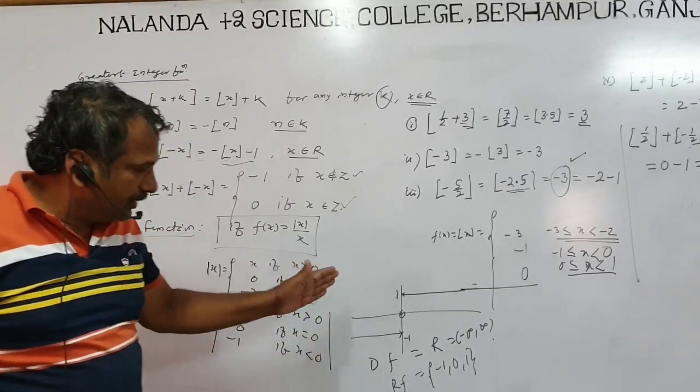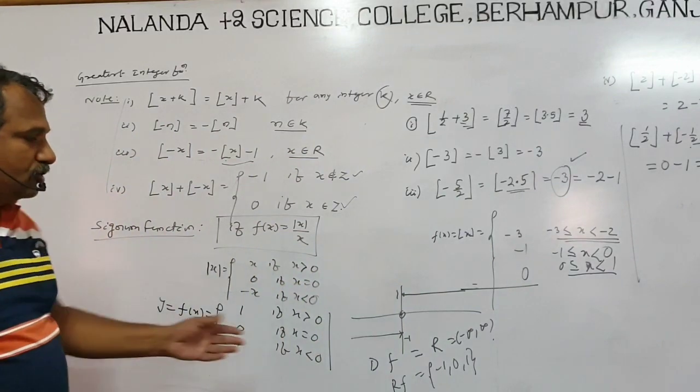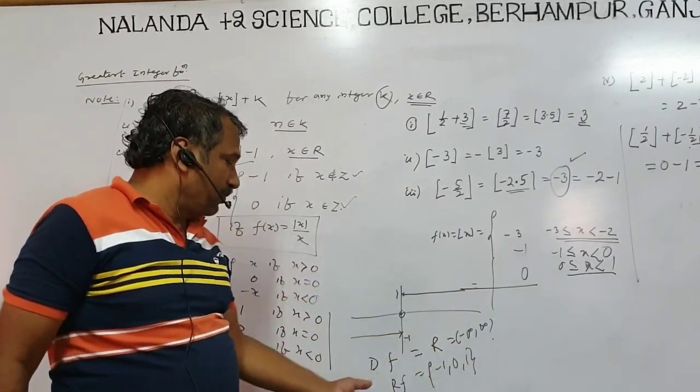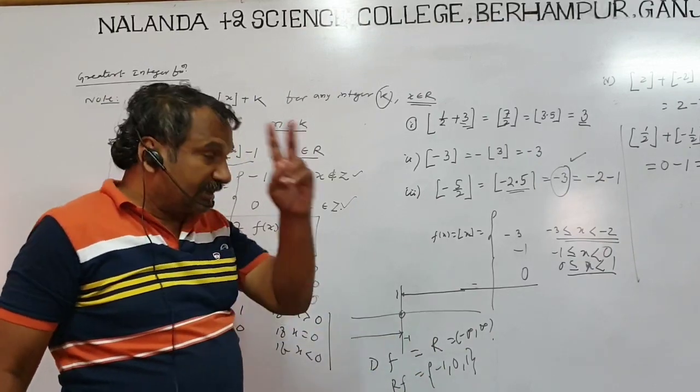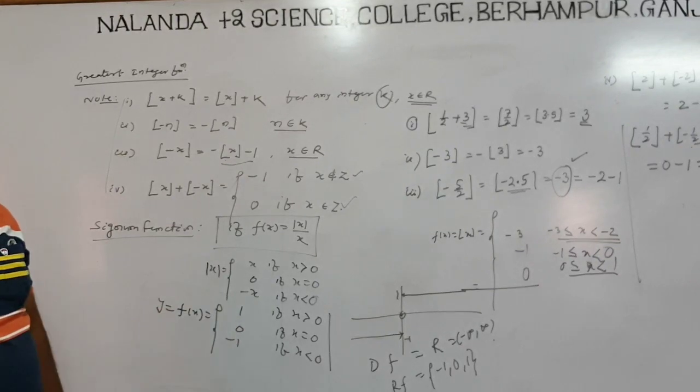So what is the domain? Positive up to infinity, negative up to minus infinity. So minus infinity to plus infinity, or you can write real numbers. What is the range of the function? There are 3 elements: minus 1, 0 and 1.